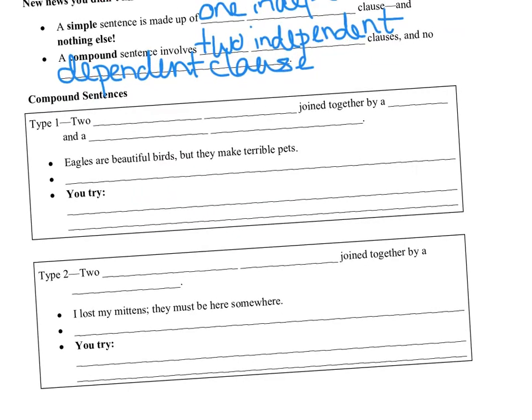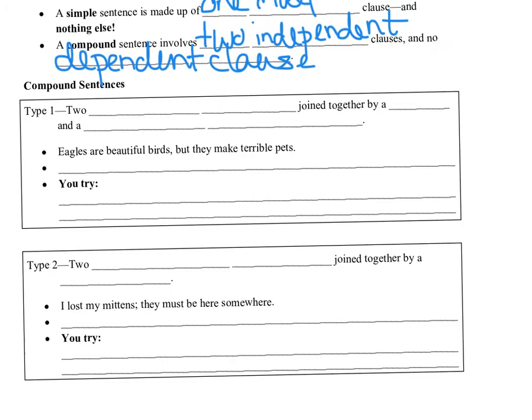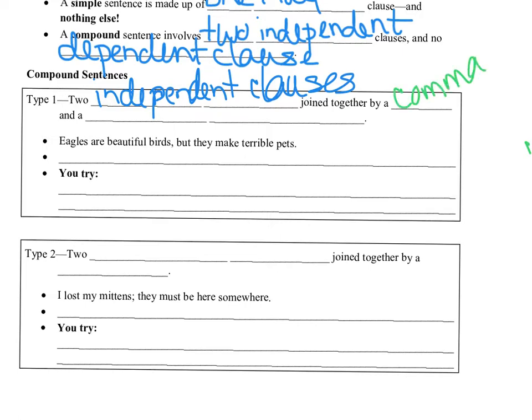Sorry for the shaking there. All right, the first way or the first kind of compound sentence is to take two independent clauses and join them with a comma and a conjunction.